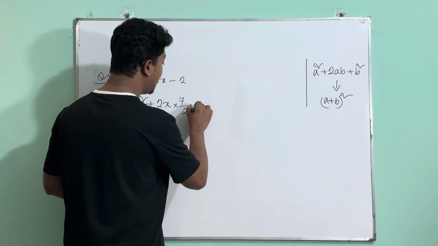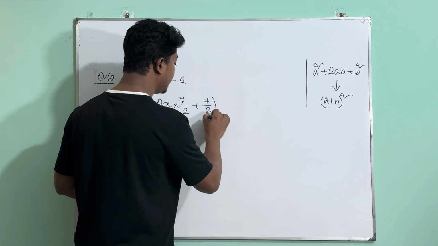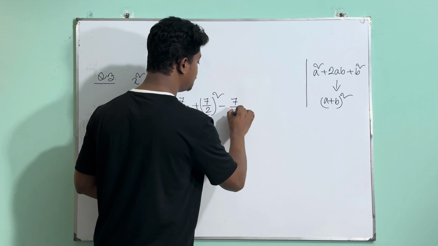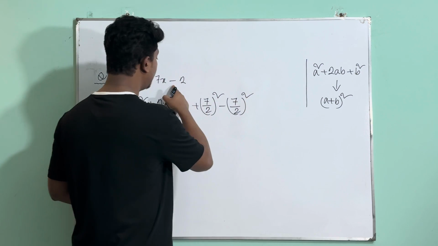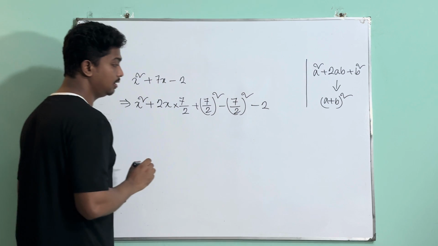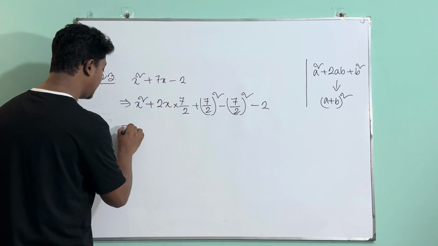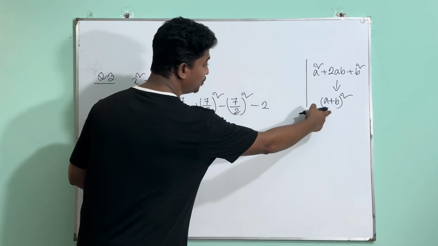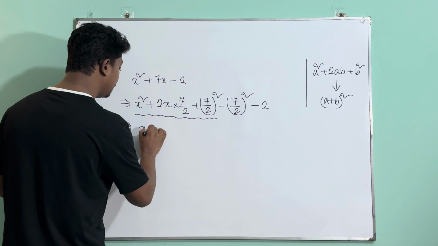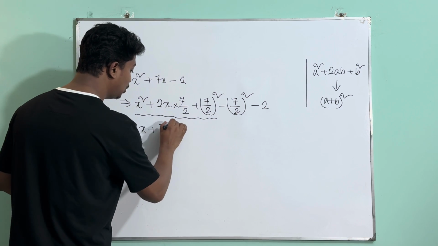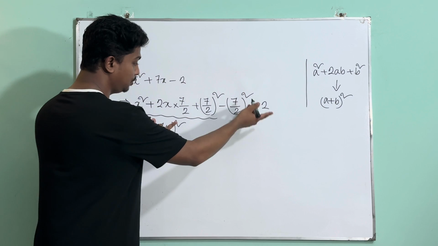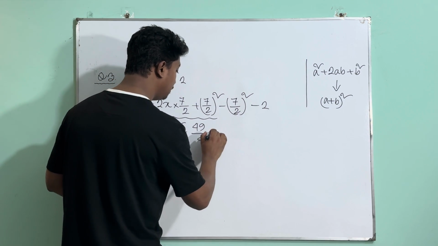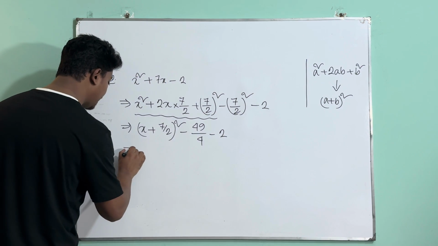Okay, now we have our b, so this is our b square, and this is extra, so we have to subtract it, 7 divided by 2 whole square, and we have our constant in our expression, so we just use it. Now again, from here to here, these 3 terms are going to give us that formula a plus b whole square. So x plus 7 divided by 2 whole square, then we have to calculate the remaining part. So 7 square is 49, 2 square is 4, minus we have 2. Now let's calculate and find the solution.